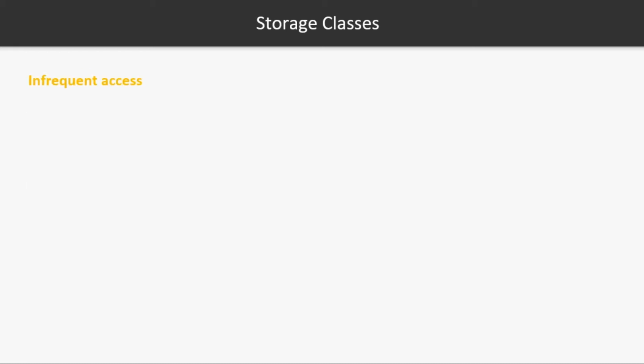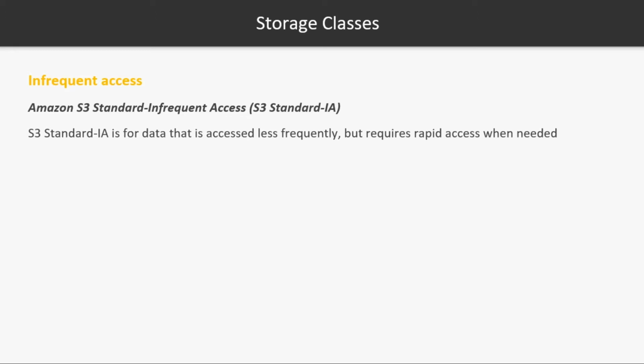For infrequent access patterns, Amazon S3 provides two storage classes. Amazon S3 Standard Infrequent Access is for data that is accessed less frequently but requires rapid access when needed. S3 Standard IA offers the high durability, high throughput, and low latency of S3 Standard with a low per GB storage price and per GB retrieval fee. This combination of low cost and high performance makes S3 Standard IA ideal for long-term storage, backups, and as a data store for disaster recovery files.